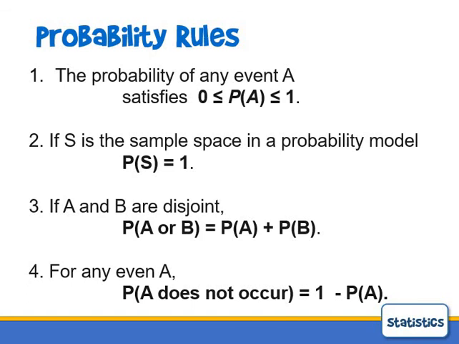Okay? And then if A and B are disjoint or mutually exclusive, the probability of A or B is the sum of the 2 probabilities. And then the probability that A does not occur is 1 minus the probability that A does occur. Because, combining the ideas there, A and not A are disjoint. They have to add up to 100%.